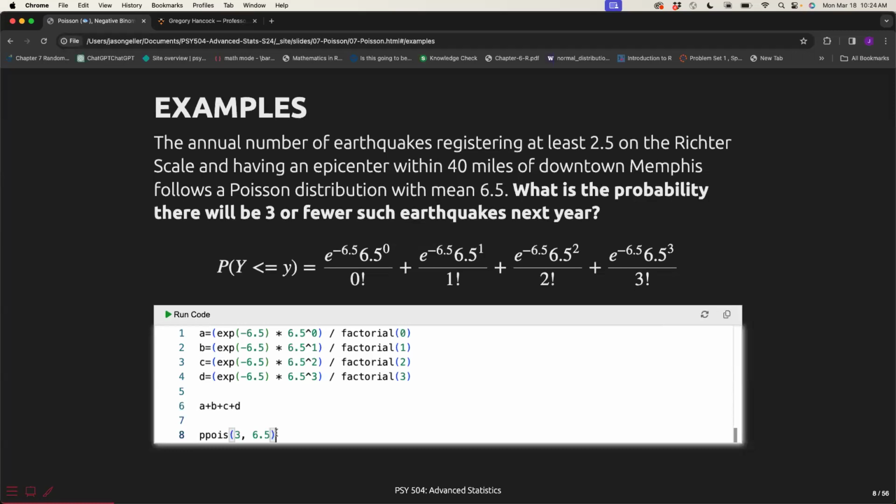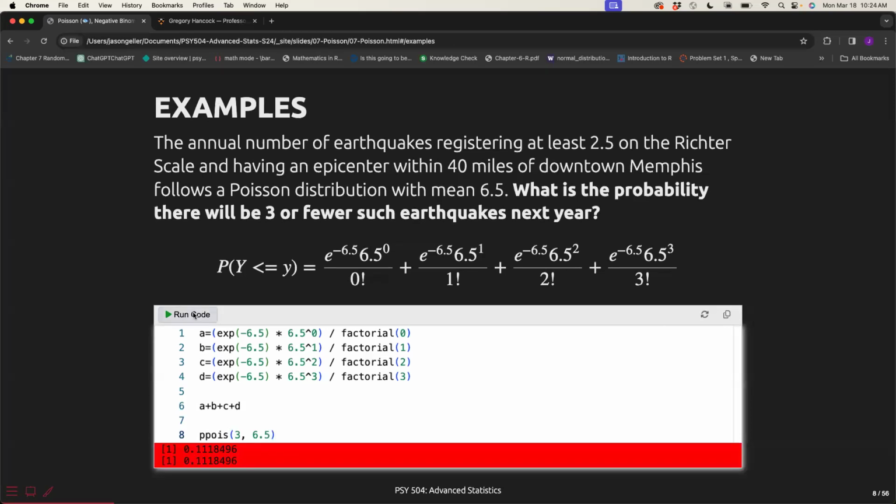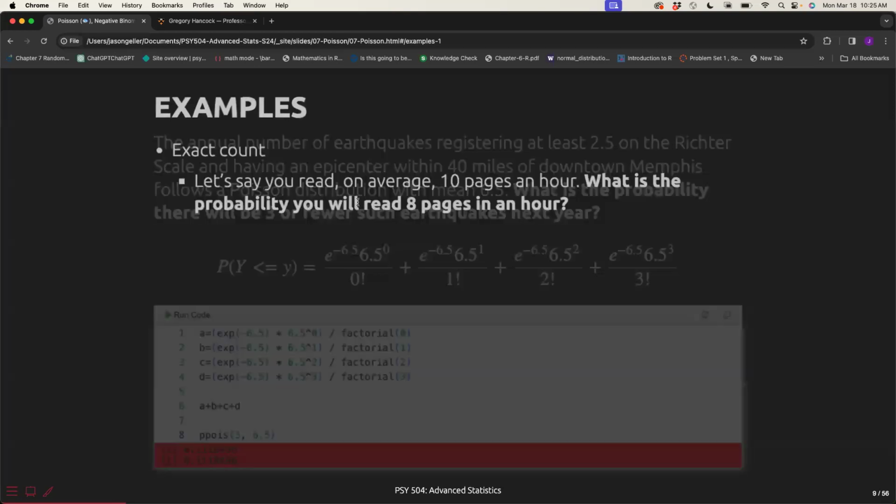So y and lambda, and it will give you the cumulative probability of a particular event. We can run this code here and we'll see that there's 11% probability that there will be 3 or fewer such earthquakes next year. So this is one instance of using the Poisson distribution to get a cumulative probability.